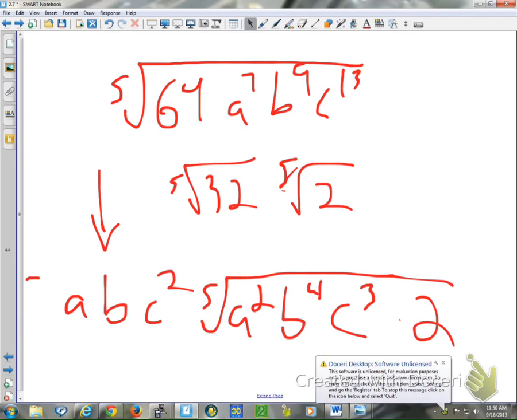The part that can be rooted evenly comes out. The part that can't stays in.